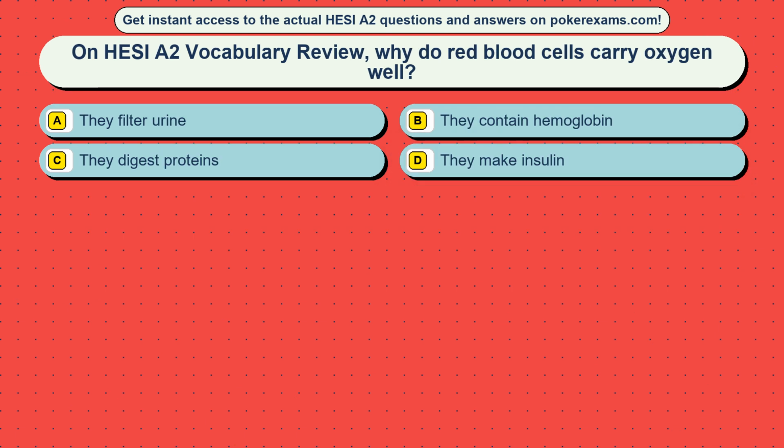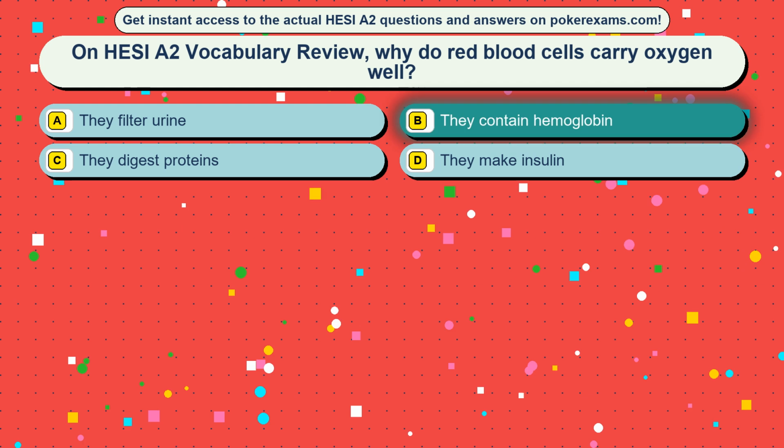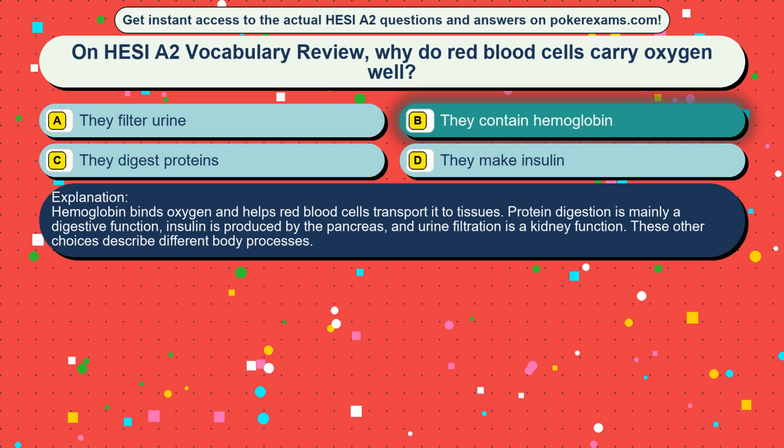Question 24. On HESI A2 Vocabulary Review, why do red blood cells carry oxygen well? Option A, they filter urine. Option B, they contain hemoglobin. Option C, they digest proteins. Option D, they make insulin. The correct answer is option B, they contain hemoglobin. Hemoglobin binds oxygen and helps red blood cells transport it to tissues. Protein digestion is mainly a digestive function, insulin is produced by the pancreas, and urine filtration is a kidney function. These other choices describe different body processes.